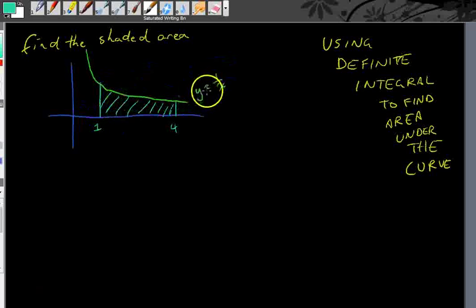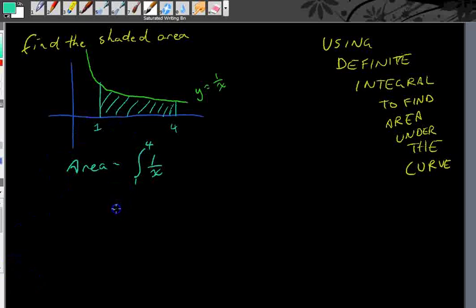Now, I'm using y equals 1 on x because you should know that the integral of this equals ln x. So that's what you should know. So first of all, finding the definite integral. Now the area of this curve is going to be equal to the definite integral between 4 and 1 of 1 on x. So that's what we're dealing with here so far.